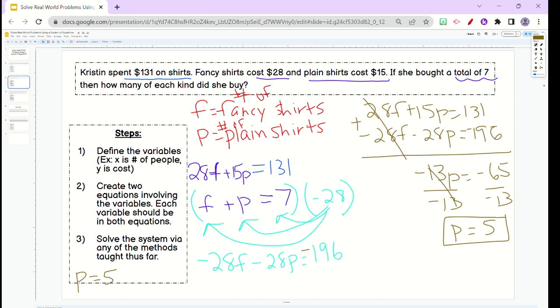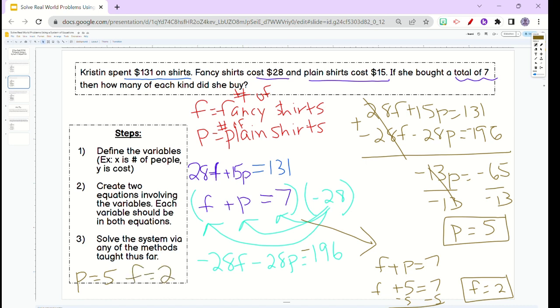Now, you pick which equation to plug in. I'm going to use the second one, back into the original. So F plus P equals 7. We know P is 5. So that would mean that F is equal to 2. And if you go to solve, you get F is equal to 2 down here. Alrighty, so 5 plain shirts and 2 fancy shirts.